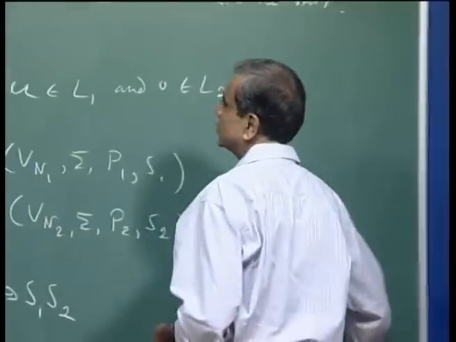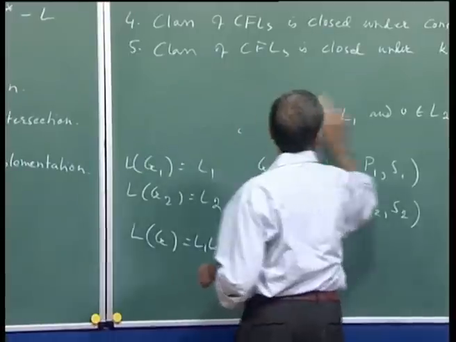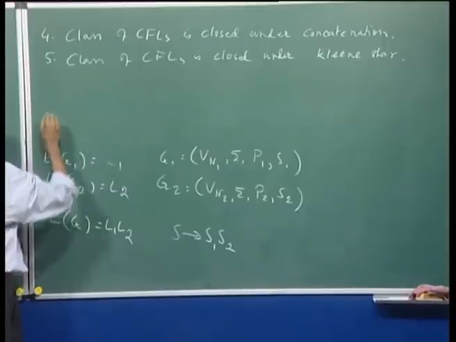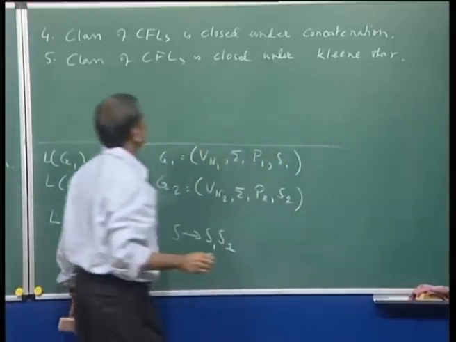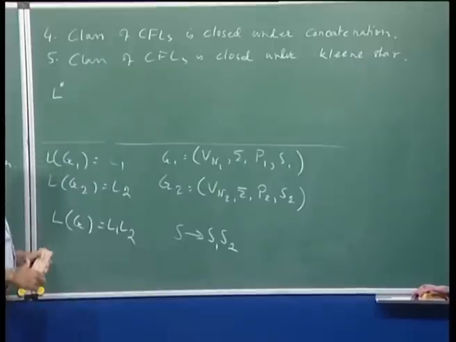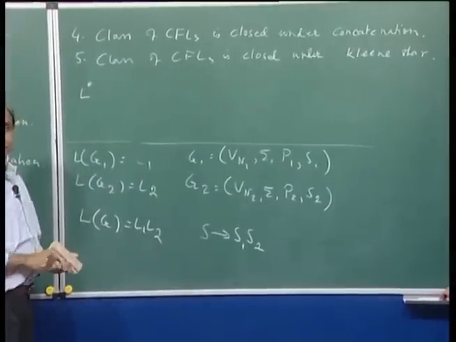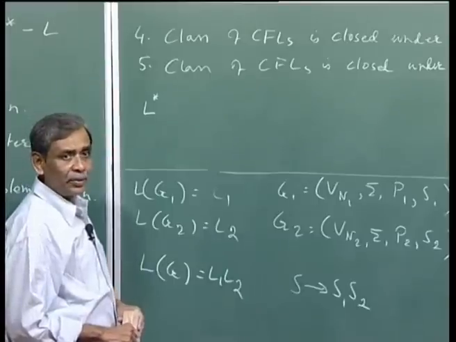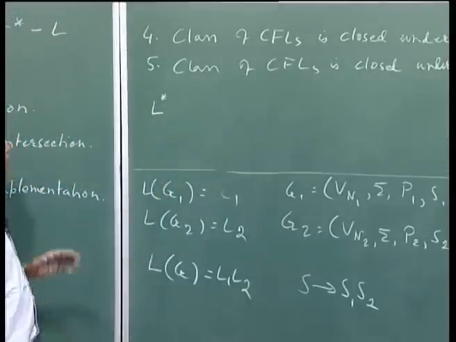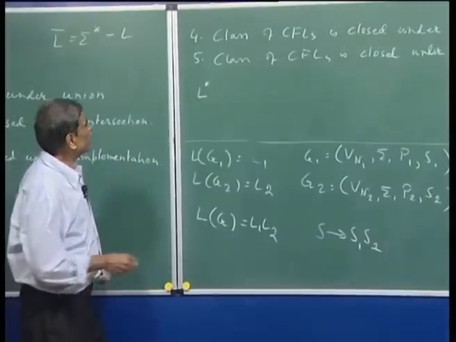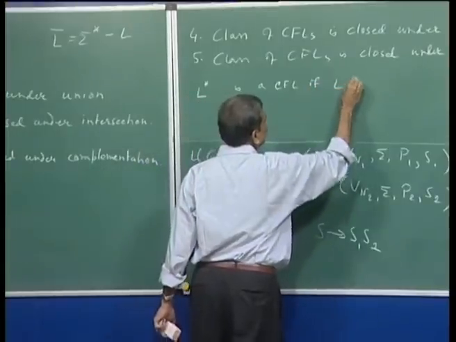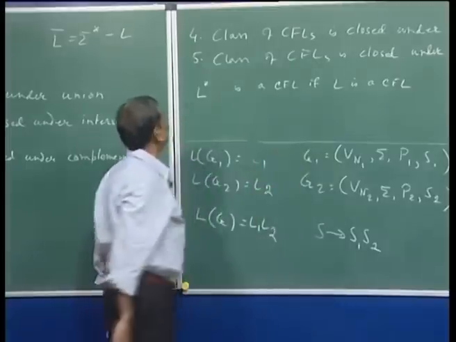Kleene star, if you recall, we used extensively in the case of regular languages. There was a language L and Kleene star was that star operation. So, what was it? Very briefly, L star is the set of all strings obtained by taking 0 or any number of concatenations of strings from L. That you will remember. Now, L star is a CFL if L is a CFL. This is the meaning of 5, right?